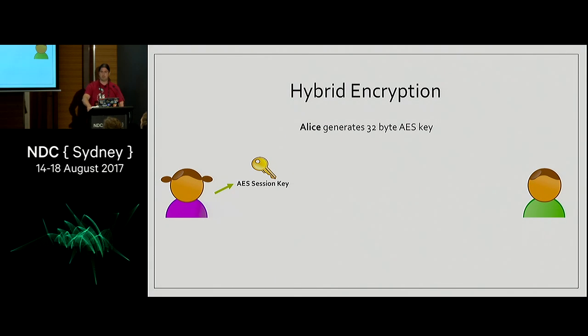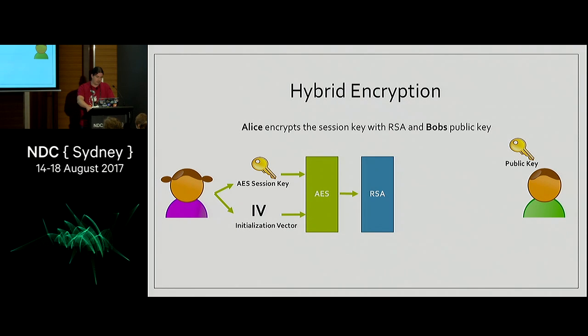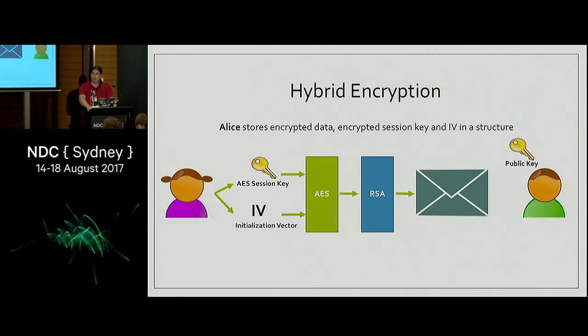So Alice wants to send Bob a message. She starts off by generating her session key, and then she generates her initialization vector. She encrypts her data with AES, so that's her data now protected. She then encrypts her session key with RSA and posts the whole thing over to Bob.